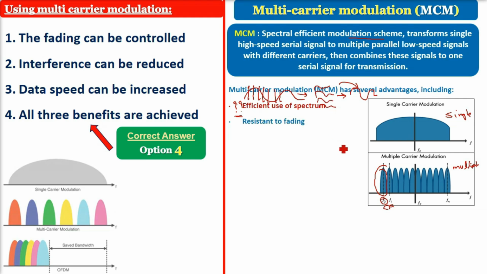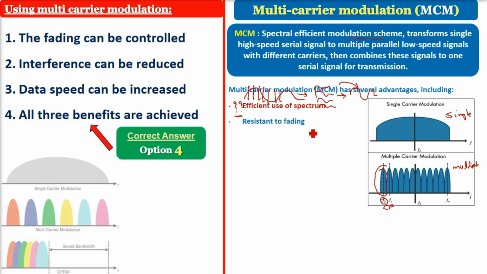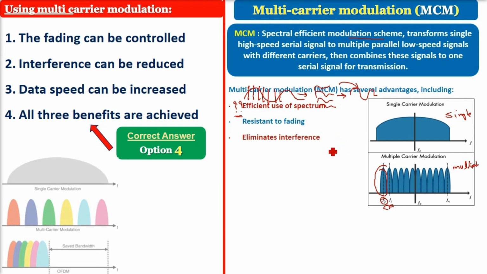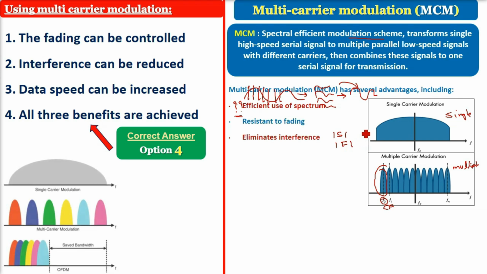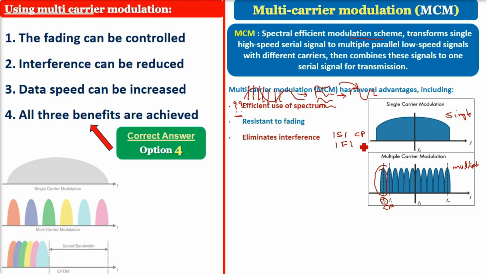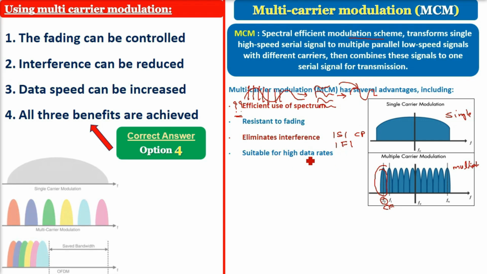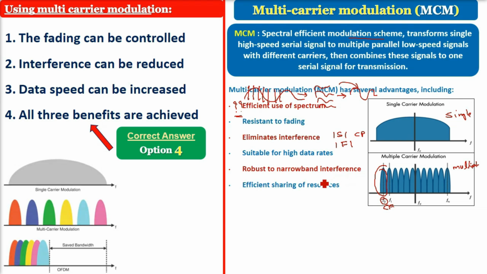MCM is more resistant to frequency selective fading than single carrier systems. It also eliminates the interference, that means it eliminates the ISI, inter-symbol interference, and the inter-frequency interference, IFI, through the use of cyclic prefix. It is very suitable for high data rates, because MCM is suitable for high data rate wireless communication. It is robust to narrowband interference than the single carrier waveforms.